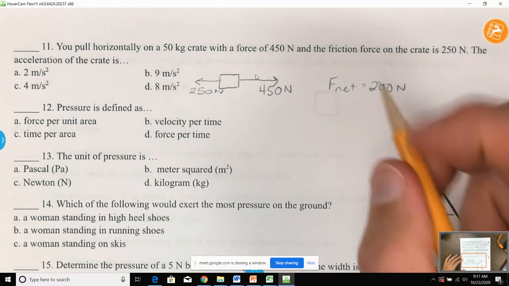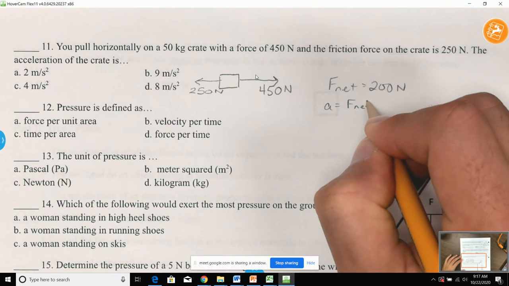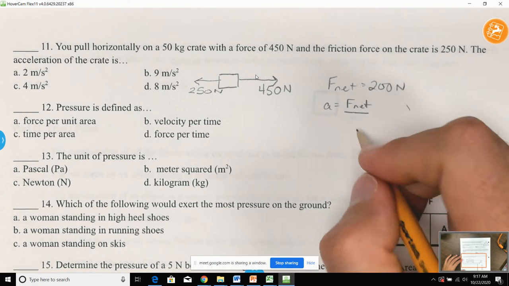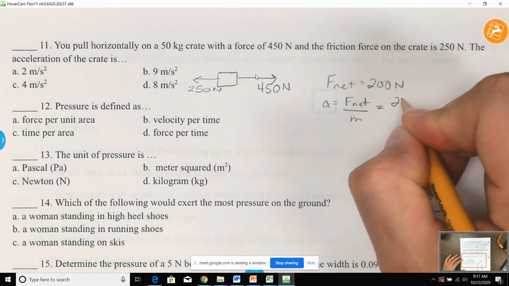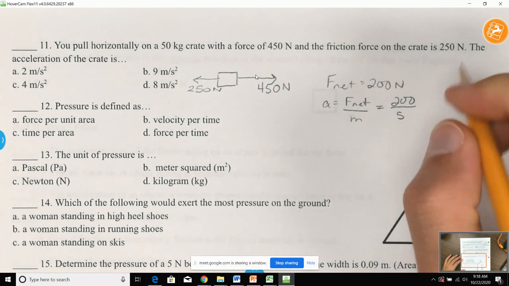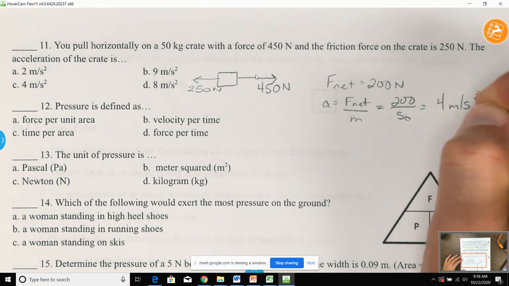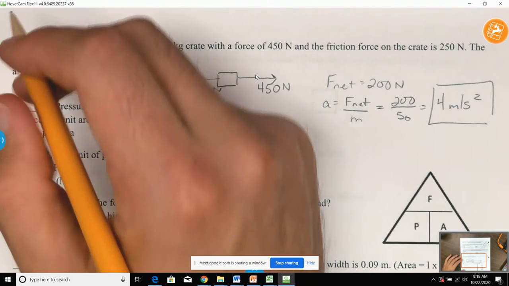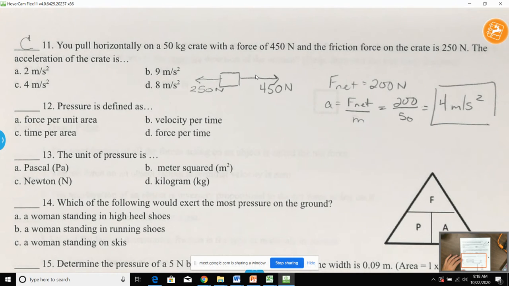They want acceleration. You gotta divide by 50. Yep, A is F net divided by mass. So doing 200 divided by 50, and that is going to give me 4. The unit is meters per second squared. No, it wasn't too bad, right? I thought it was a little bit harder than I originally anticipated.